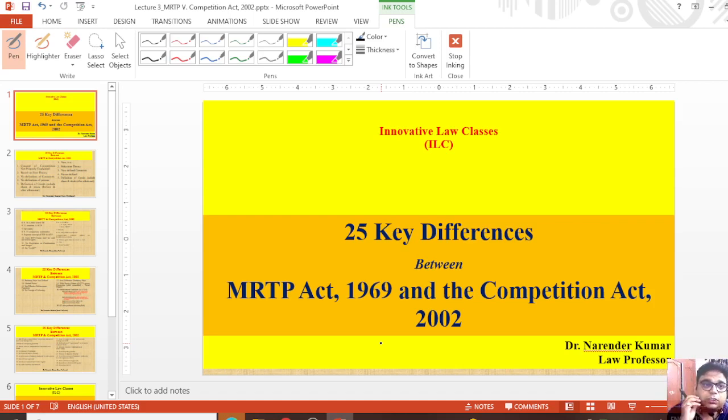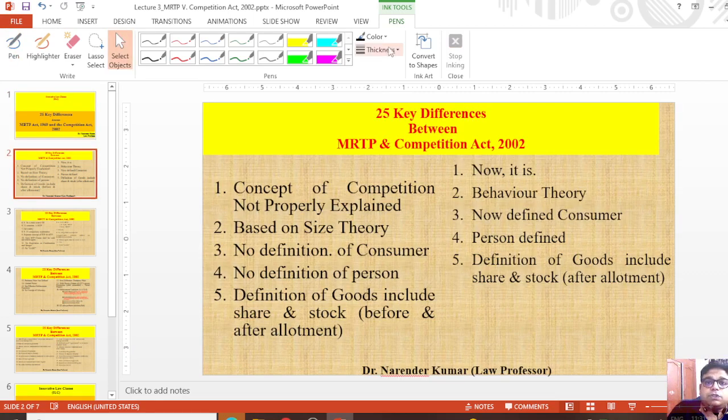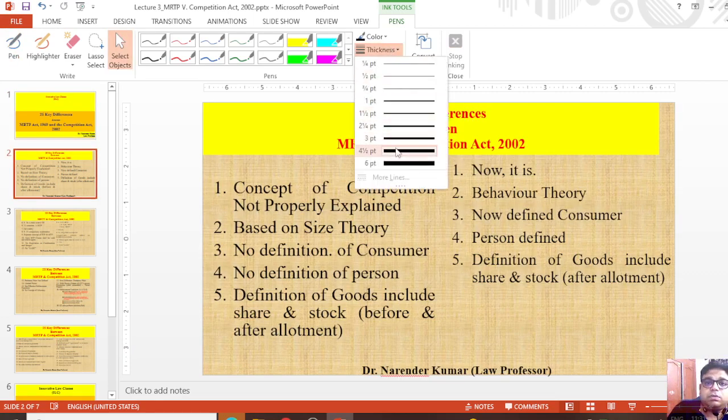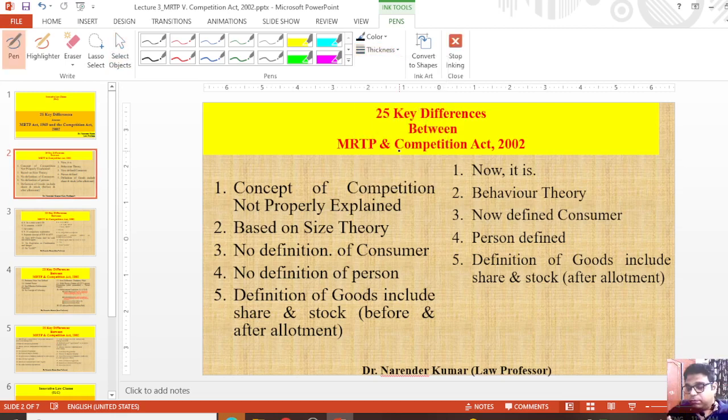So let's start the topic without wasting time. First of all, we must know the basics which we have already gone through. If you talk about the MRTP, the left side is relating to the MRTP Act and this one is relating to the competition. So the first difference is that the concept of competition is not properly explained.